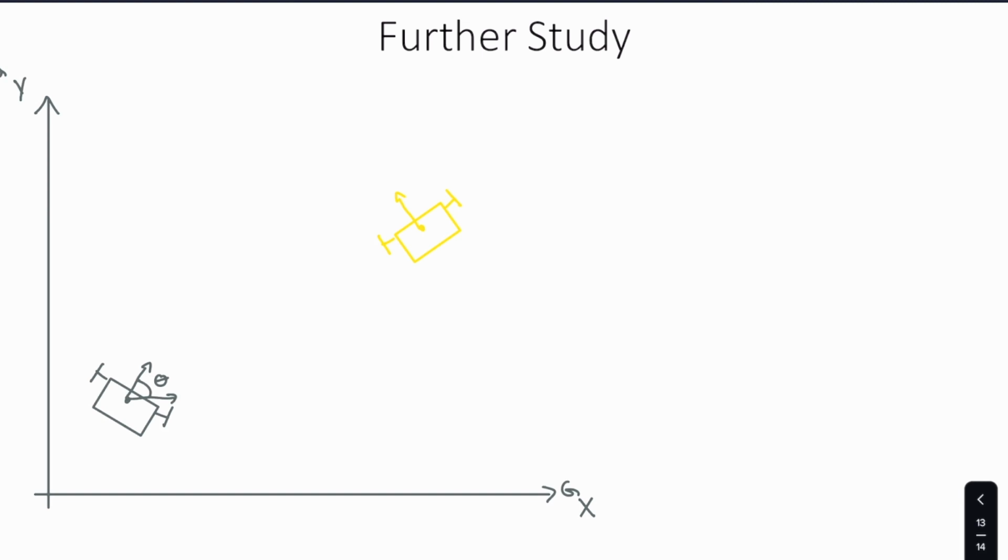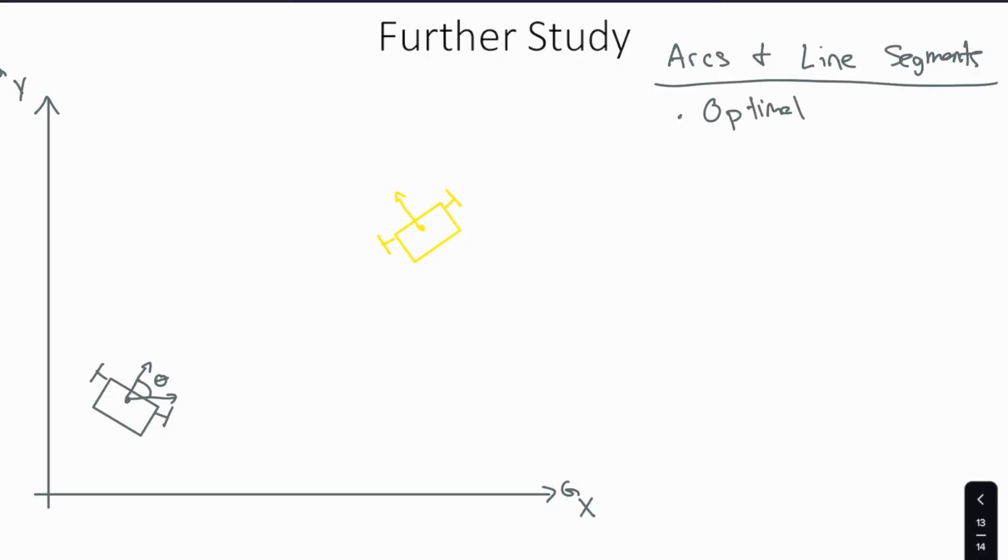The first is the arcs and line segments control pattern, which will give you optimal distance traveled. And what you do for this is, from your target, you define a circle where the target orientation is tangent to the circle. So in this case, it would look something like this, where our target orientation is a tangent on this circle.